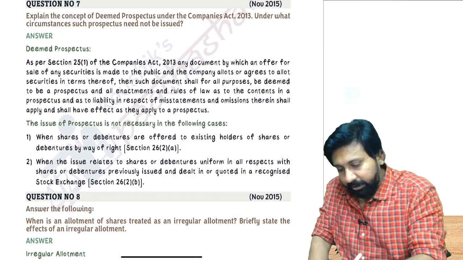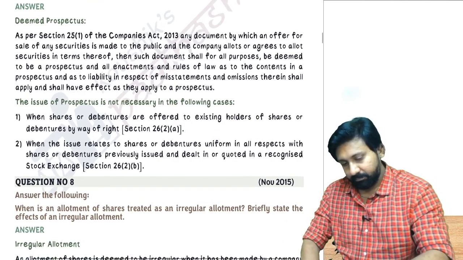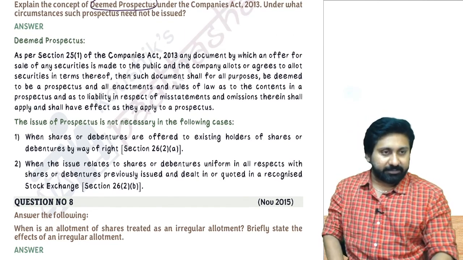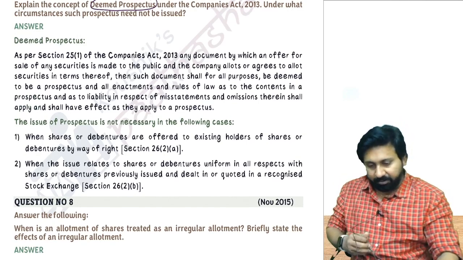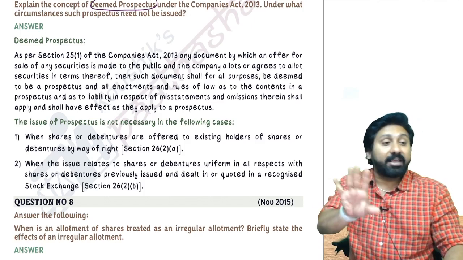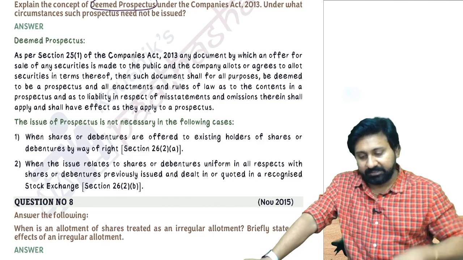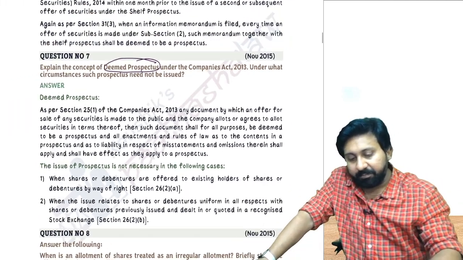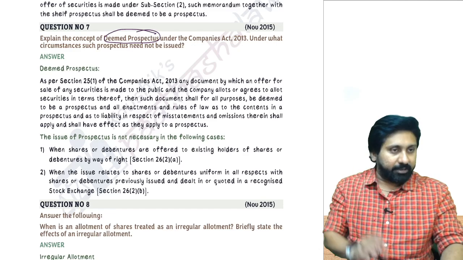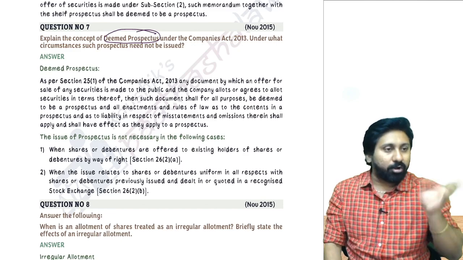Next, deemed prospectus under the Companies Act. Okay, see here. What is a deemed prospectus? Listen, deemed prospectus means it's not really a prospectus. We will assume that it is a prospectus. When does this happen? Listen carefully. There is a company. That company cannot go to the public directly because the public don't know about them.